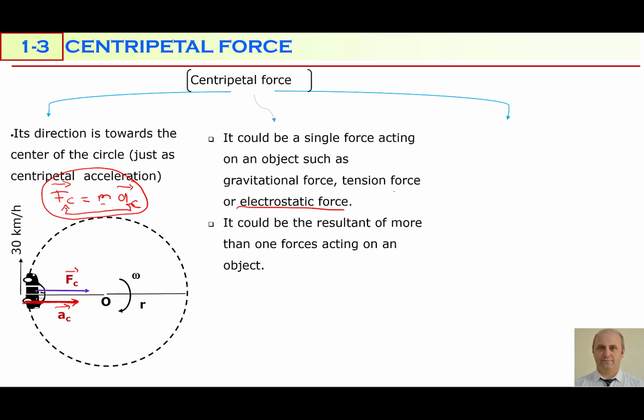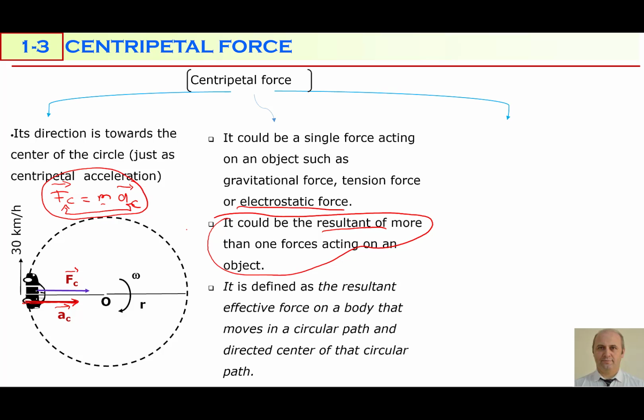In this case, we are going to calculate the resultant of those forces. So it could be the resultant of more than one force acting on an object. We will study this in detail in the second part of this title. That's why the definition of the centripetal force is given as the resultant. So it can be a single force or multiple forces acting on the object, and that's why we should calculate the resultant. Effective force: what does effective mean? I will explain later.